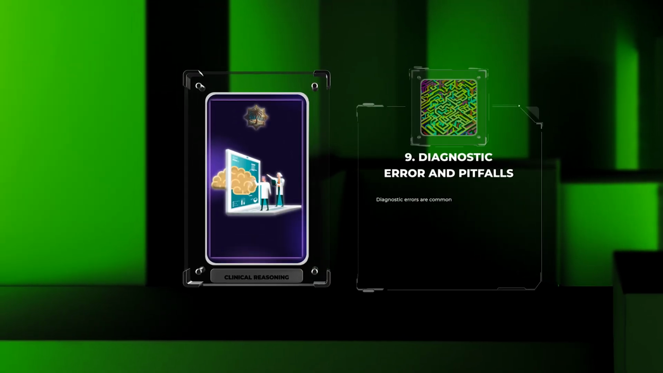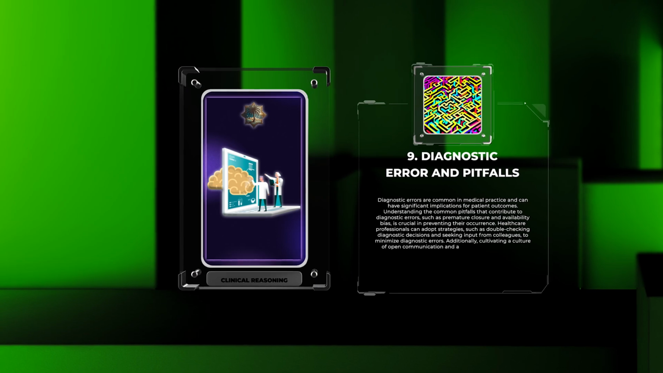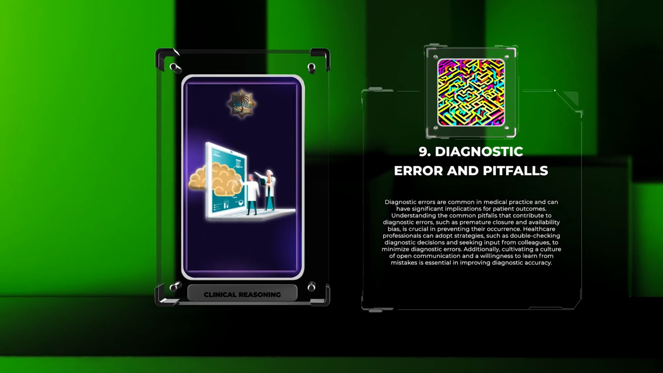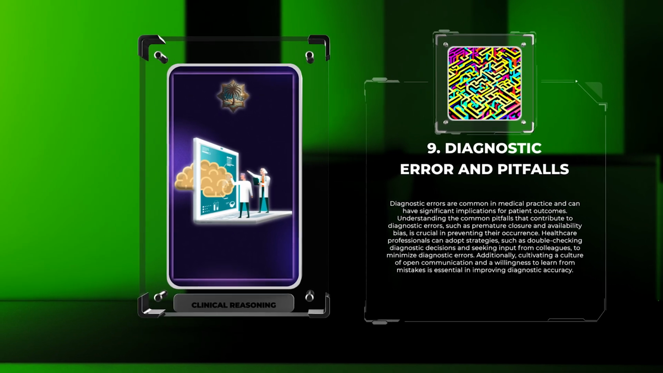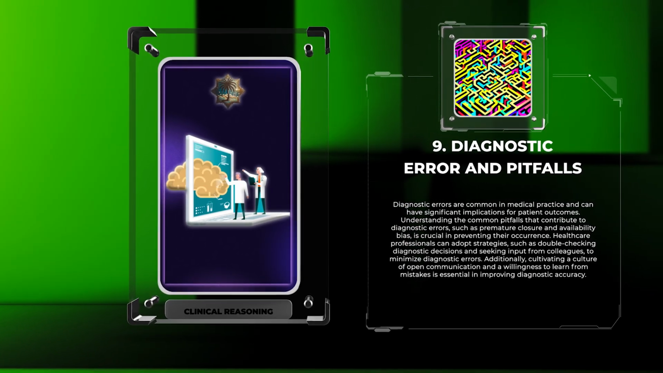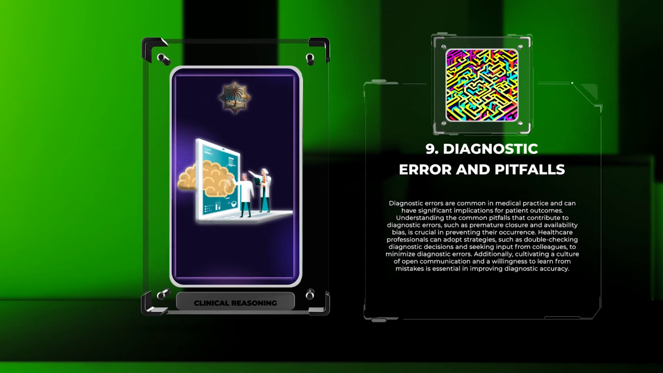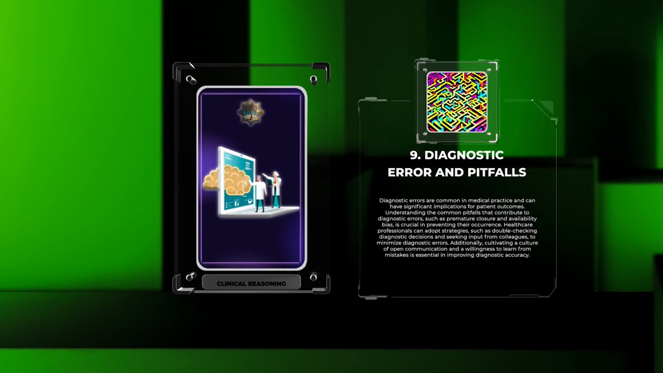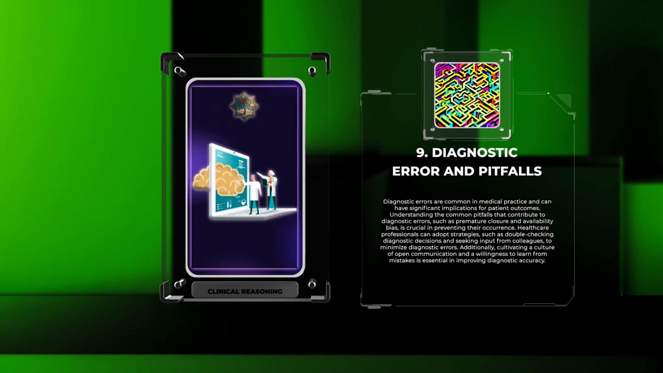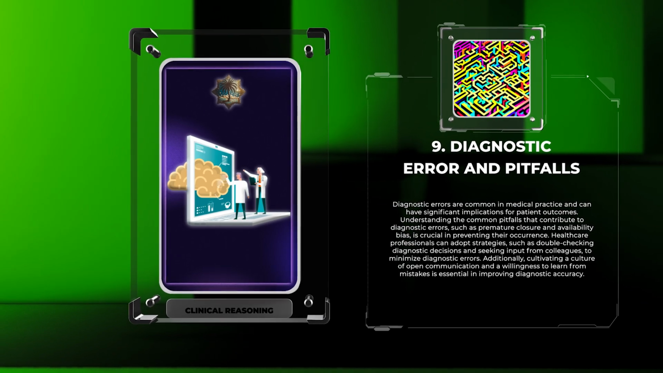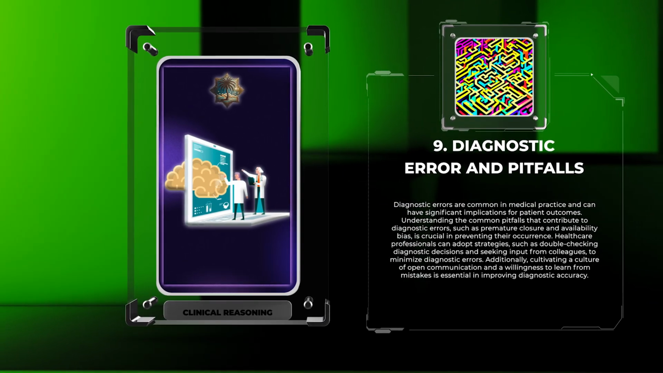Diagnostic errors are common in medical practice and can have significant implications for patient outcomes. Understanding the common pitfalls that contribute to diagnostic errors, such as premature closure and availability bias, is crucial in preventing their occurrence. Healthcare professionals can adopt strategies, such as double-checking diagnostic decisions and seeking input from colleagues, to minimize diagnostic errors. Additionally, cultivating a culture of open communication and a willingness to learn from mistakes is essential in improving diagnostic accuracy.